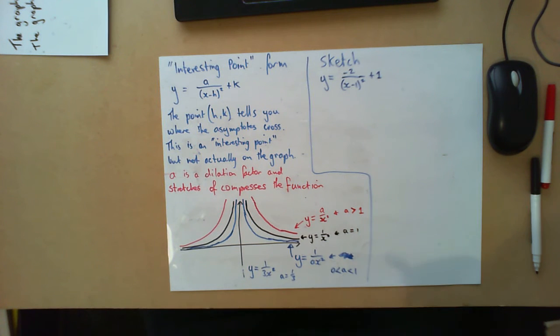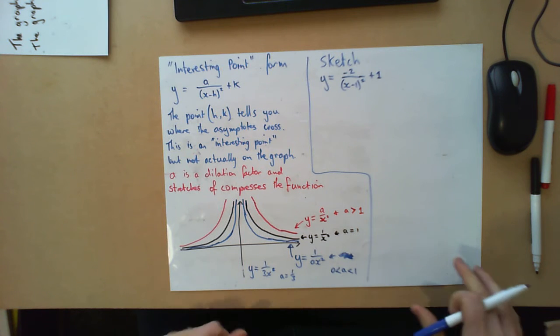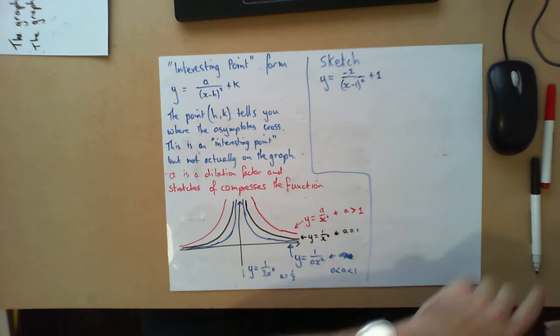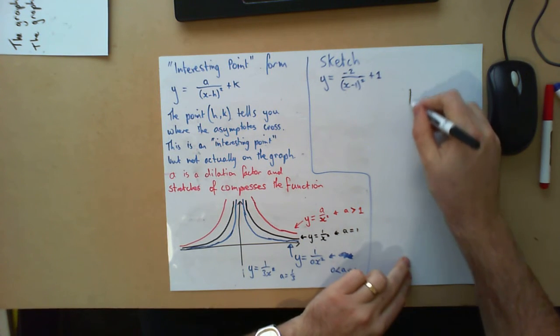Then I've just got an example of a question to do, which is sketch y equals -2 on x take 1 squared plus 1. The first thing is always going to be to draw our axes.